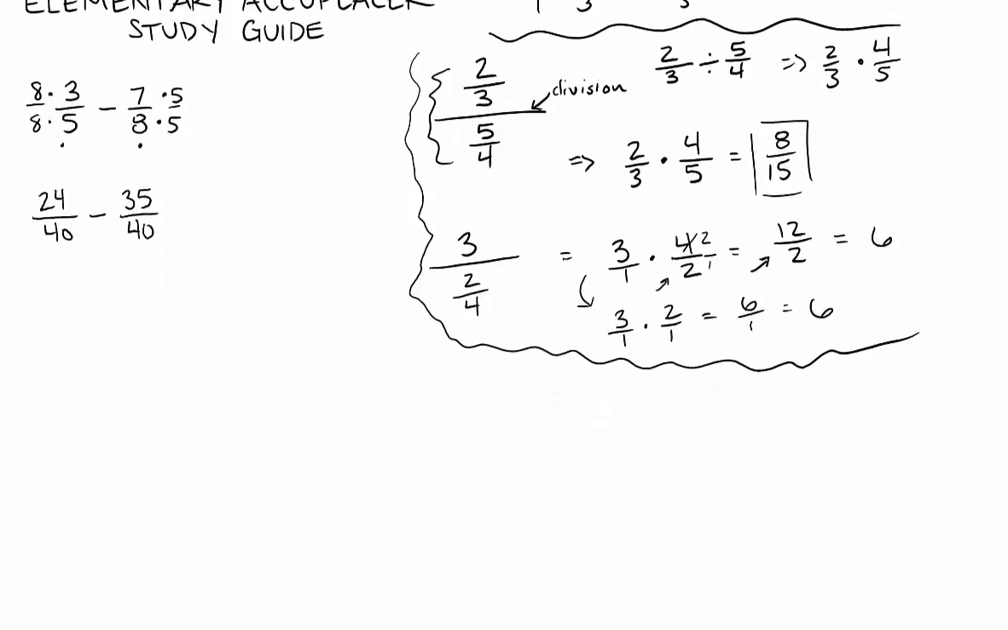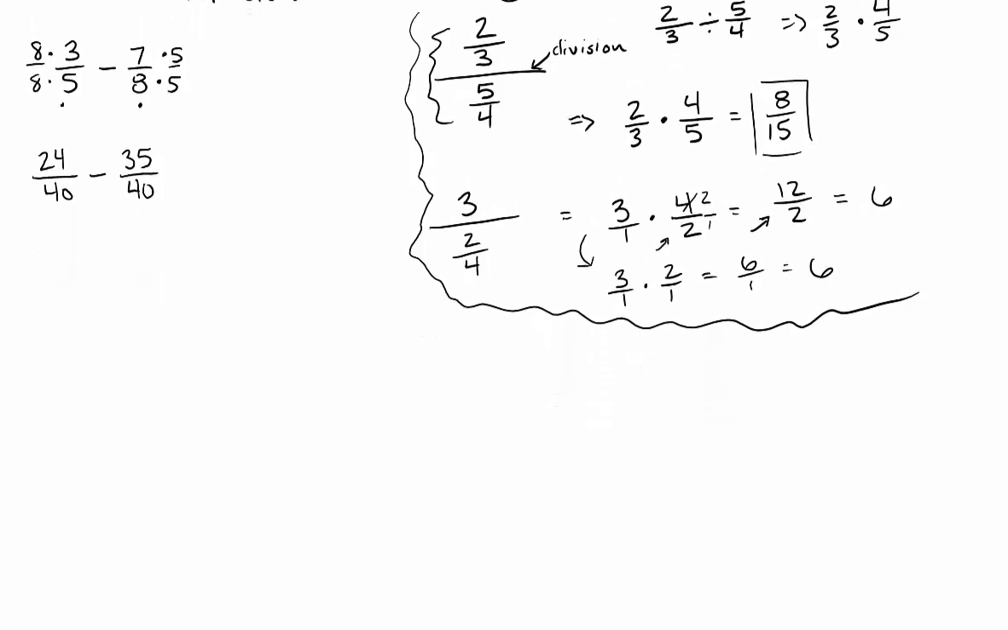So back to our original problem, we have 24 over 40 minus 35 over 40. Now that we have a common denominator, we can simply combine the two over that common denominator. And so I have 24 minus, and then I'm going to put in parentheses 35, all over 40. The reason I did that, it wouldn't make a difference in this scenario. It would just be 24 minus 35. We can take away the parentheses.